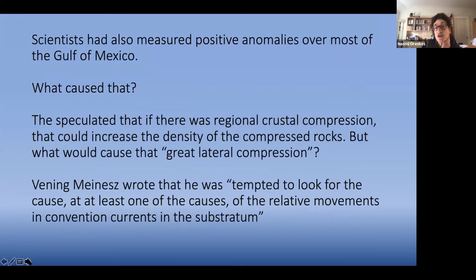Now, the scientists had also measured positive anomalies over most of the Gulf of Mexico. And so one of their questions was, well, what caused that? And they speculated that if there was regional crustal compression, then it could increase the density of the compressed rocks. But what would cause the great lateral compression? And here Vening Meinesz wrote that he was, quote, tempted to look for the cause, or at least one of the causes, in the relative movements in convection currents in the substrata. So this is 1933, and this is the argument that his colleague Escher has put forward, that mantle convection could be the explanation for these large-scale crustal movements.